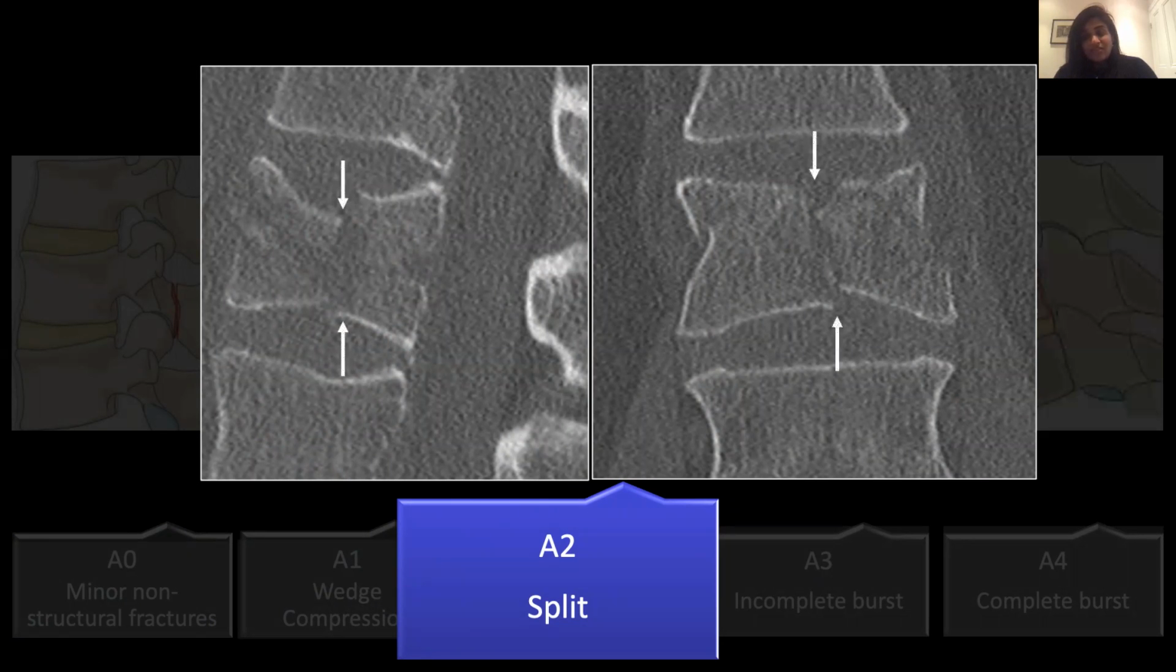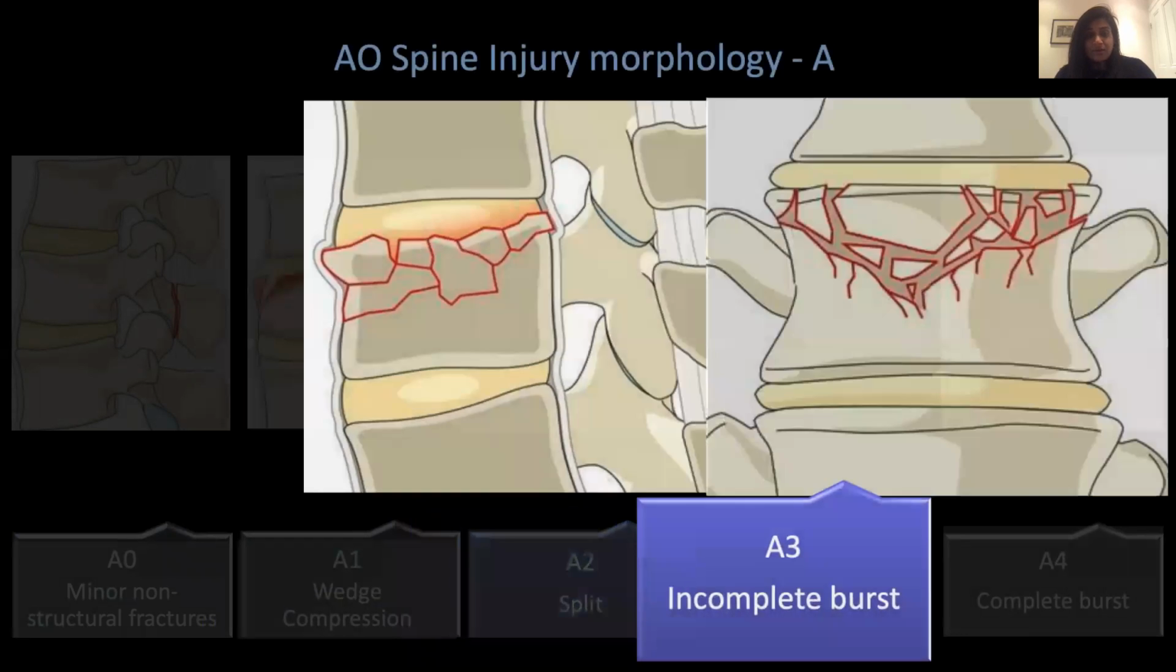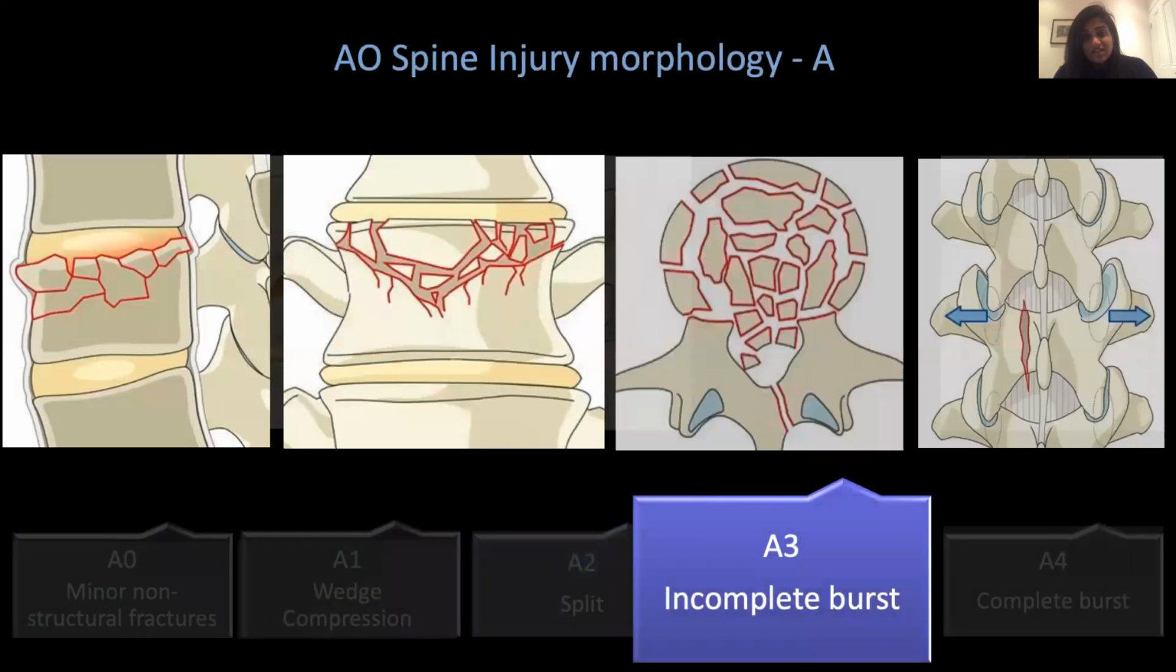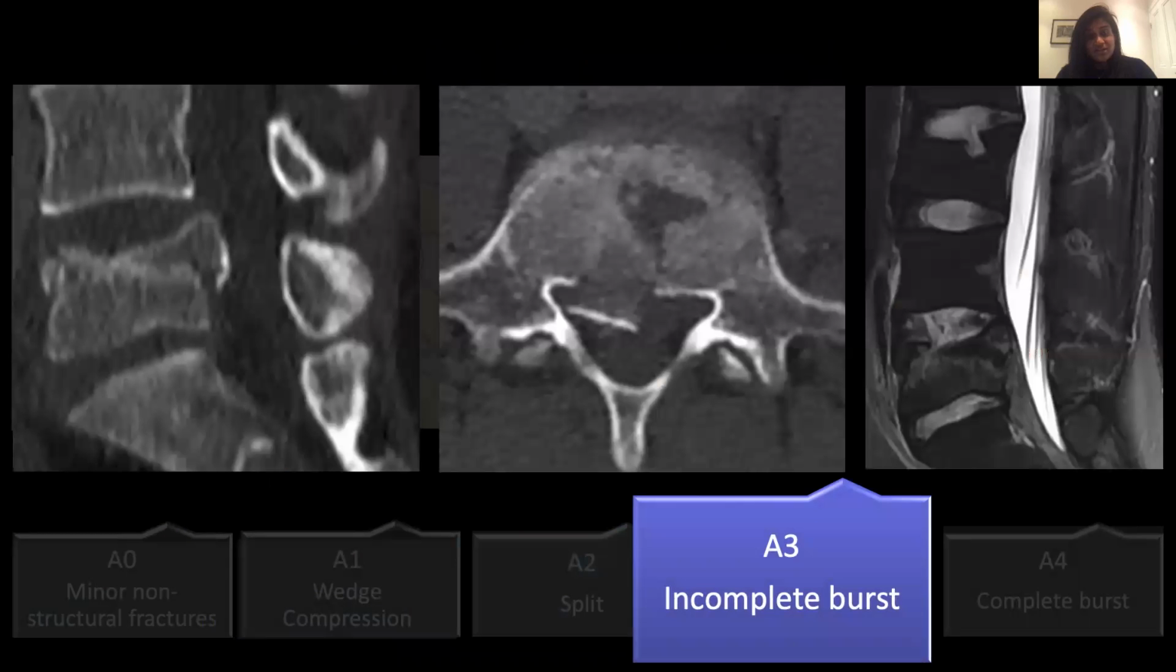And then we have the A3, which is the incomplete burst. So this is where you have involvement of that posterior cortex now, but only involvement of one end plate. It's usually superior. And these are often associated with retropulsed components into the vertebral canal. They're often associated with a laminar split.